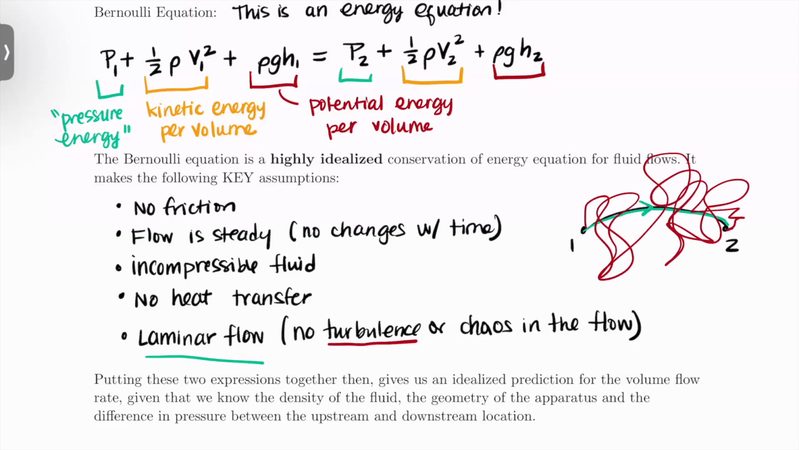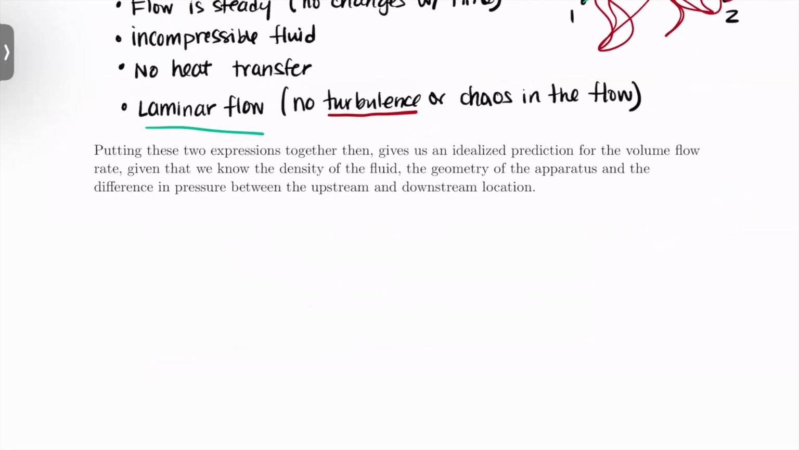All right, cool. So these are our two equations. The second one requires a lot of work for the assumptions, but we can put them together to come up with a prediction for the volume flow rate if we know the density of the fluid and the pressure drop between 2 points, and then the difference in area.